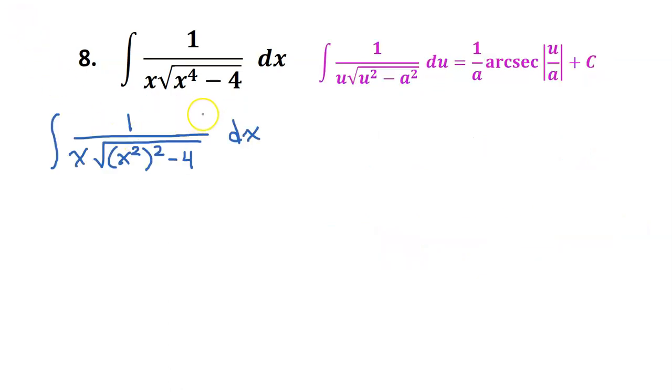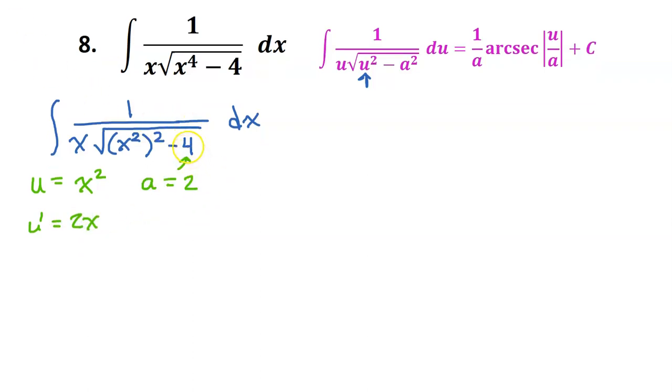To make it a more perfect match, notice that we have u squared in the formula. So instead of x to the 4th power, let's write this as x squared squared so that we have a u squared. Speaking of u, let's let u equal x squared, which means that u prime will equal 2x. Looking at the 4, we can also say that a is 2. We need a squared, and 4 is 2 squared, so a is 2. Essentially, a will always be the square root of whatever we see here, so the square root of 4 is 2, so you know that a is 2.